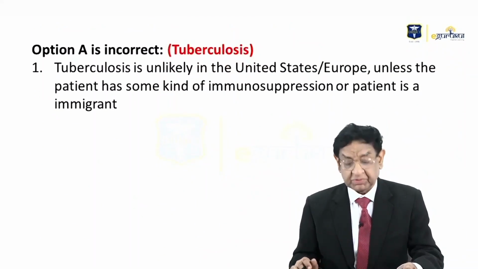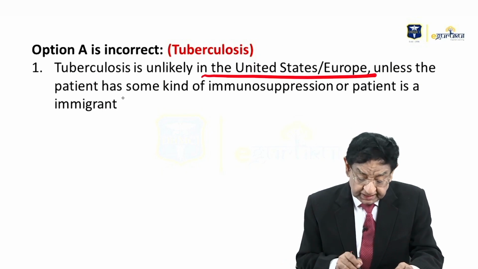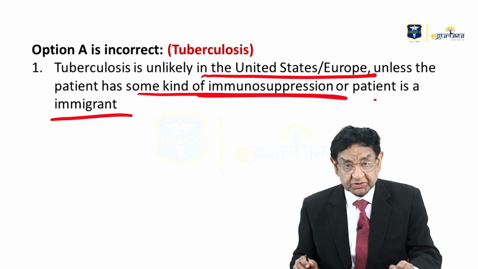Now, what about tuberculosis? It's unlikely in the United States or European countries, unless the patient has some kind of immunosuppression or the patient is an immigrant. So this is ruled out.